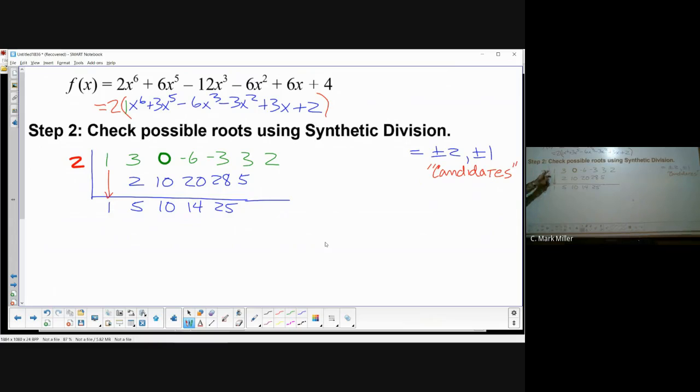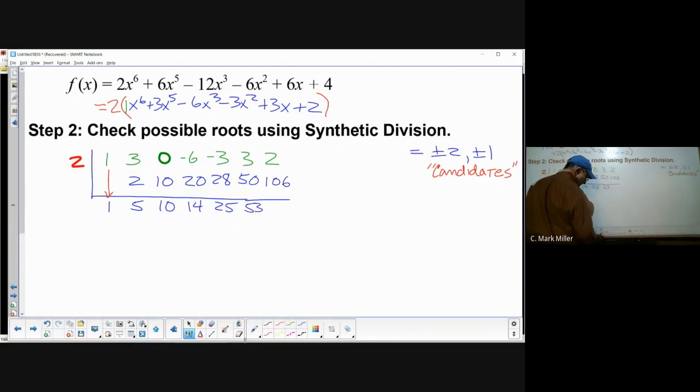So what were we doing? 2 times 25 is 50. 50 plus 3 is 53. 2 times 53 is 106. 106 plus 2 is 108. I'm going to put that in red. What you're looking for, that red number, is the remainder of your division. It's a division process. You're looking for that being 0. So this does not equal 0.